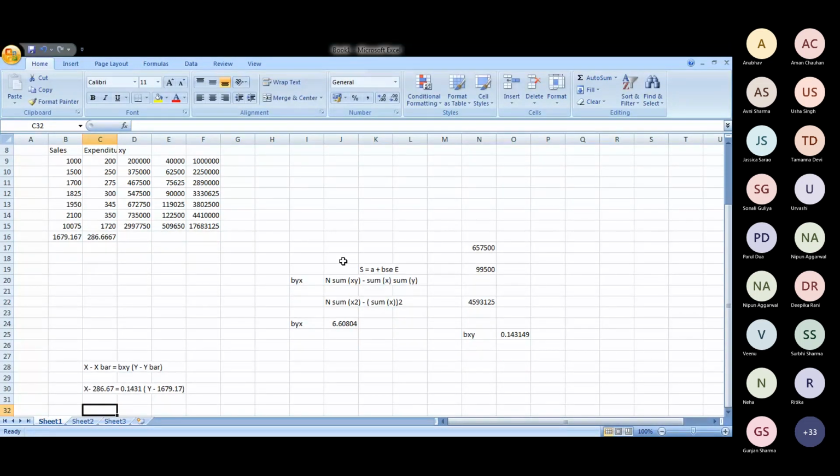So this is the regression line. Now you have to open this bracket. So this becomes x minus 286 is equal to 0.1431 y minus 0.1431 into 1679. Here you can say that x is equal to, we will make x on one side and the rest on the other side. You get an equation in the form of 0.1431 y plus or minus a constant, which you can calculate like this, which will be equal to 0.